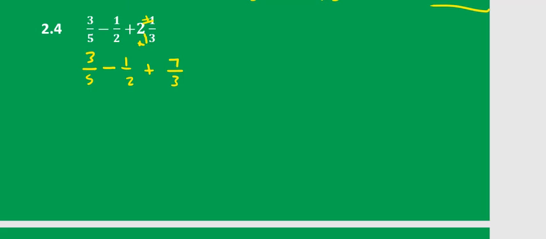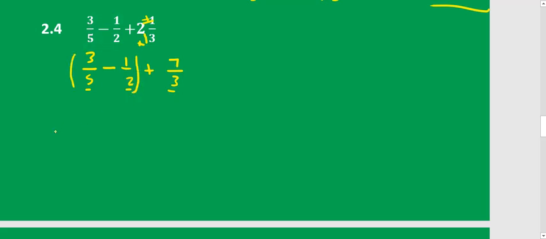And again, we have the similar problem we had in the previous question. The denominators are not the same. So what can we do if the denominators are not the same? We have to make them be the same. We can start with the first two.